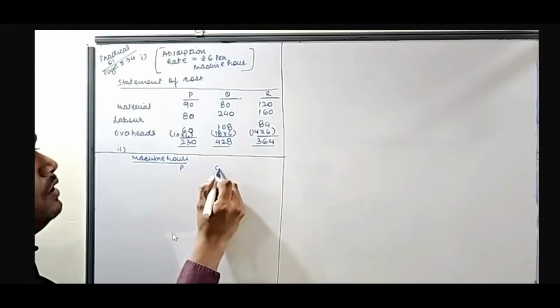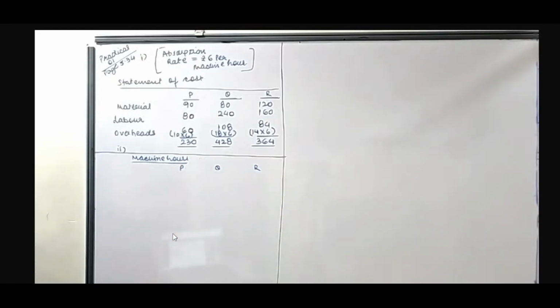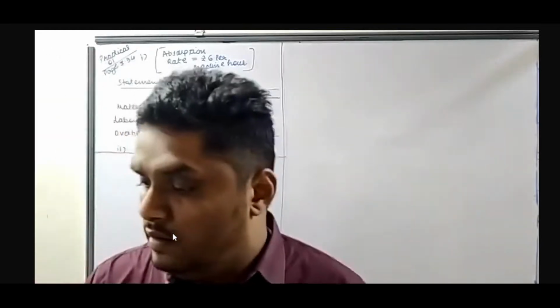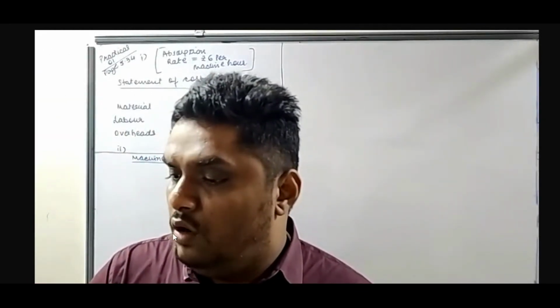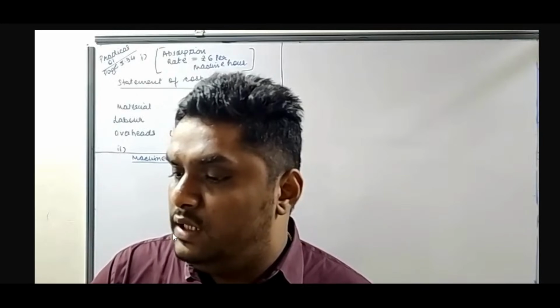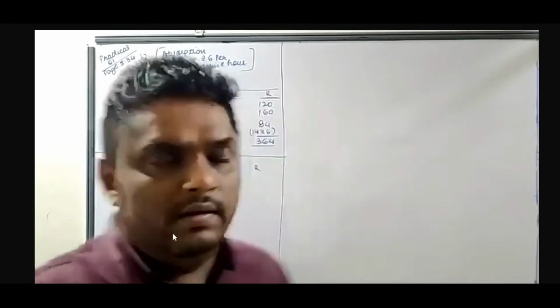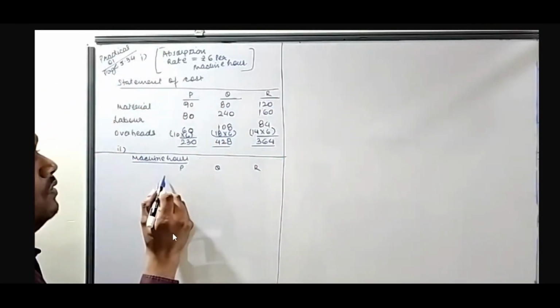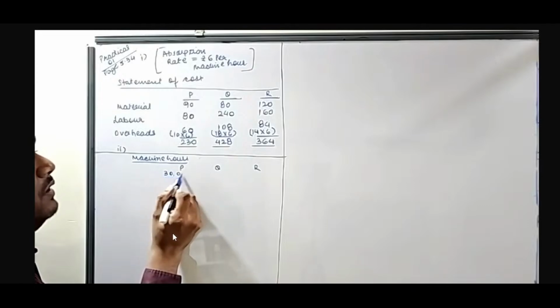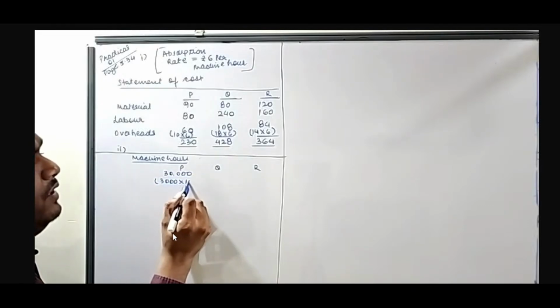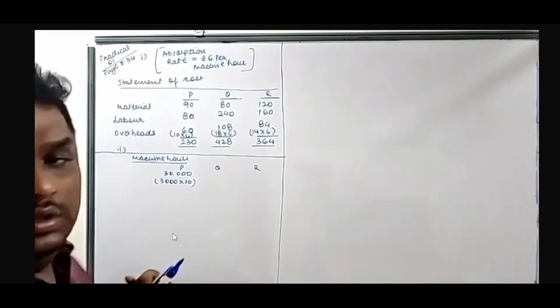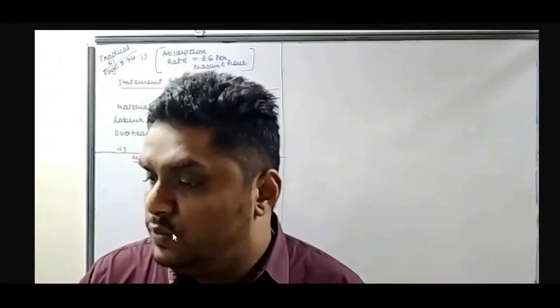For P, Q, and R. See, the total units of P is 3000 and the machine hours per unit is 10. So 30,000. 3,000 units and every unit requires 10 hours. So total 30,000 hours for P.